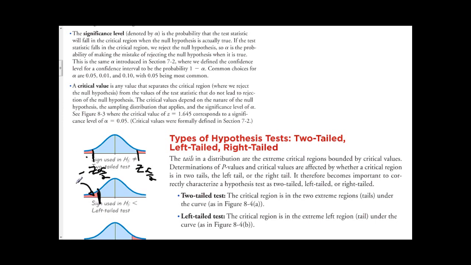See, this red area over here is only alpha over 2 because we have to divide alpha in half. So alpha over 2 goes over here as an area. The area of this region is alpha over 2. And alpha over 2 goes up here. So the area of this region is alpha over 2. The probability of falling in that region is alpha over 2. This here is the z of alpha because there's only one critical region, one tail.